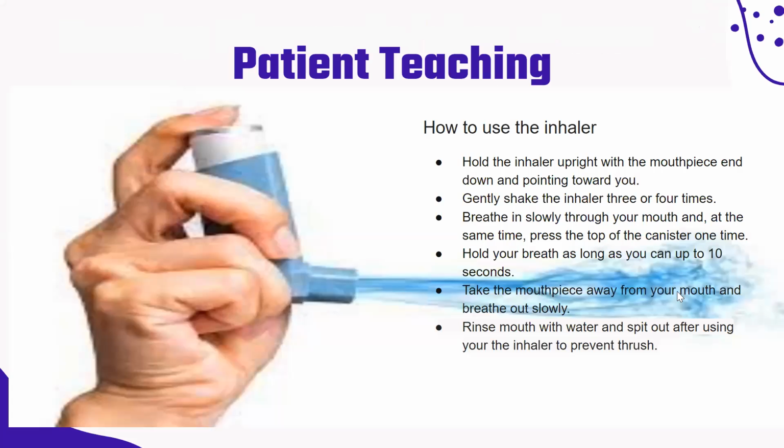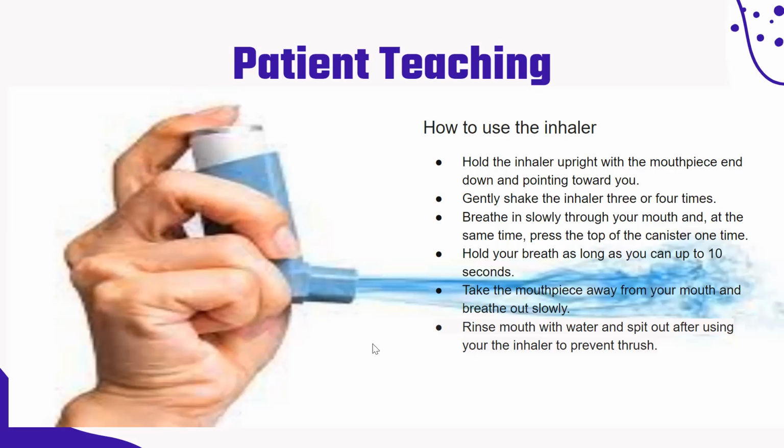When discharging the patient, the nurse should teach proper use of the inhaler. The steps include: hold the inhaler upright with the mouthpiece end down and pointing towards the patient. Gently shake the inhaler 3 or 4 times and breathe in slowly. At the same time, press the top of the canister 1 time. Hold the breath as long as you can, up to 10 seconds, and then breathe out slowly.